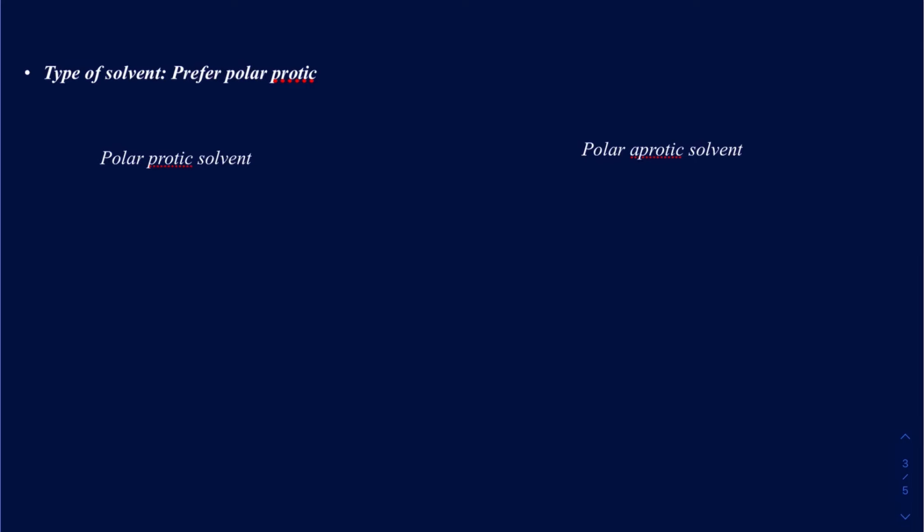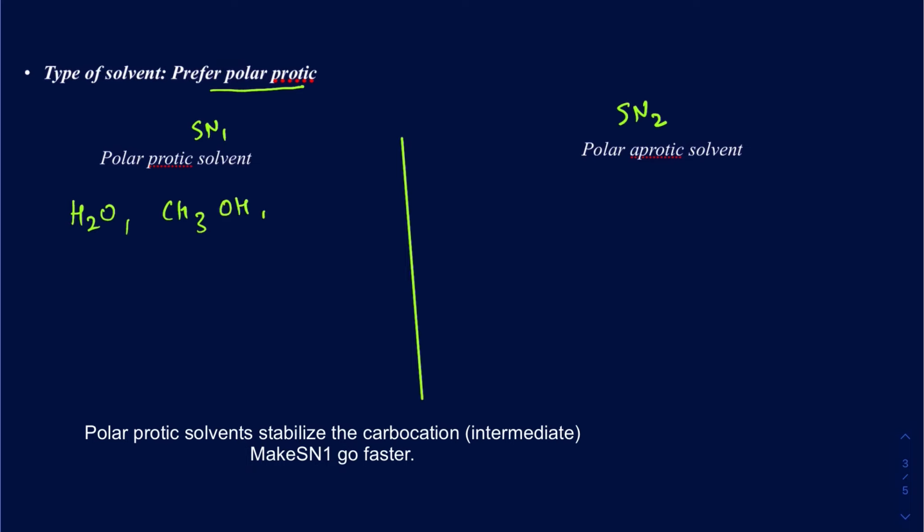Obviously, you do need polar solvents, but even among polar solvents, the SN1 is preferred with polar protic solvents. So remember, your SN2 was preferred with polar aprotic solvents, and your SN1 is going to be preferred with polar protic solvents. Some examples of polar protic solvents are water, any sort of alcohol like methanol, or I can talk about ethanol, or even acetic acid or ammonia.